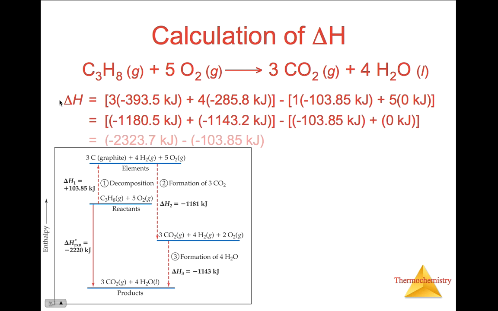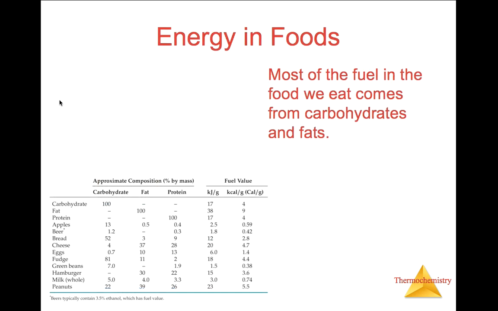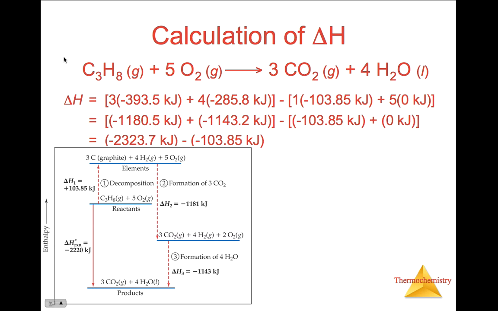We plug those numbers in and multiply them together, and we end up with an overall enthalpy for the reaction of... I guess it doesn't give us the overall enthalpy. It was supposed to be on this slide right here. Maybe it's supposed to come over here. But it's negative 2,323.7 minus 103. So it ends up being about negative 2,200 something kilojoules for the overall reaction.